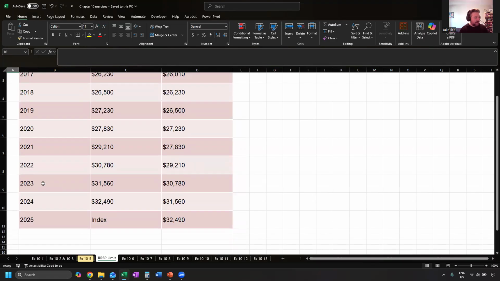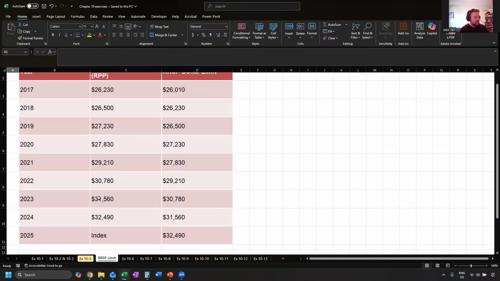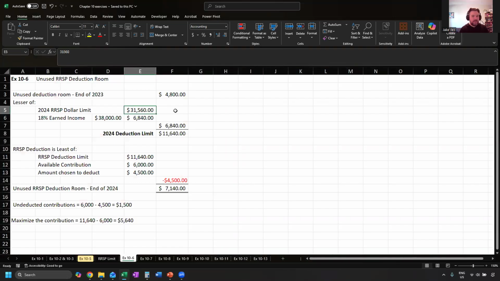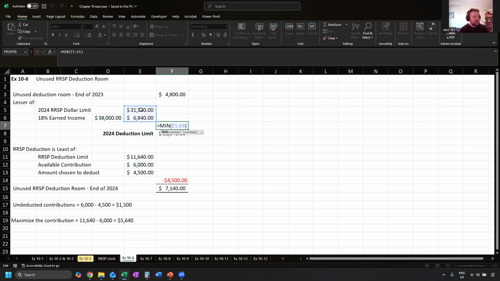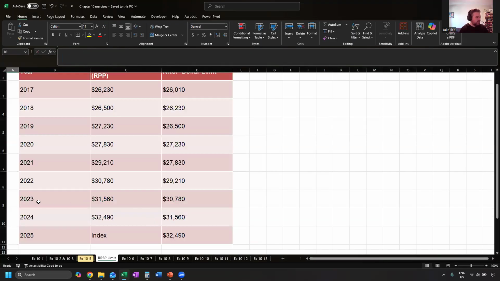In 2023, the money purchase limit for RPPs was 31,560. So when we go back to our calculation, the amount that we add to our deduction limit is the smaller of these two numbers. Our earned income calculation was well below the dollar limit, so that is what we will add to our 2024 deduction limit. 4,800 plus 6,840 is 11,640. Whether we're using the RPP 2023 or 2024 dollar limits, it's the same number.